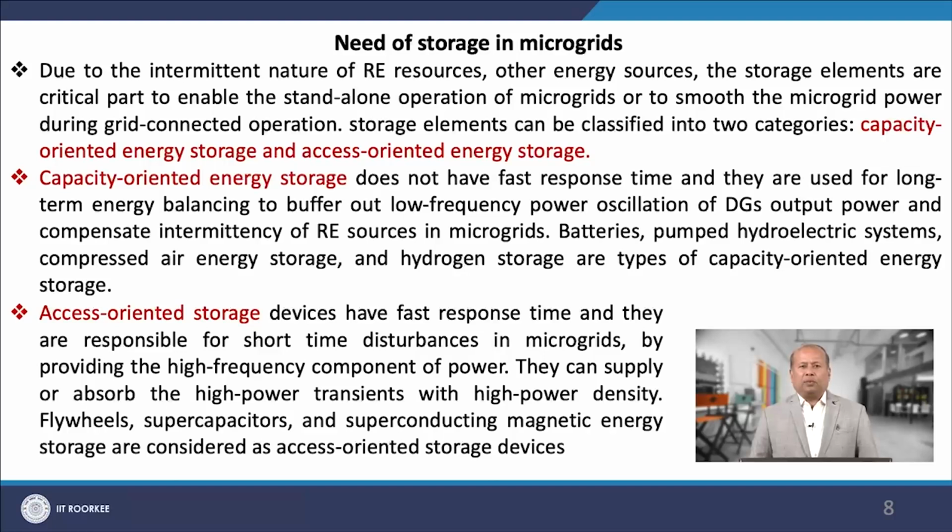Capacity oriented energy storage does not have fast response time and is used for long term energy balancing, to buffer out low frequency power oscillations of distributed generations output power and compensate intermittency of renewable energy sources in a microgrid. Batteries, pumped hydroelectric systems, compressed air energy storage and hydrogen storage are types of capacity oriented energy storage.